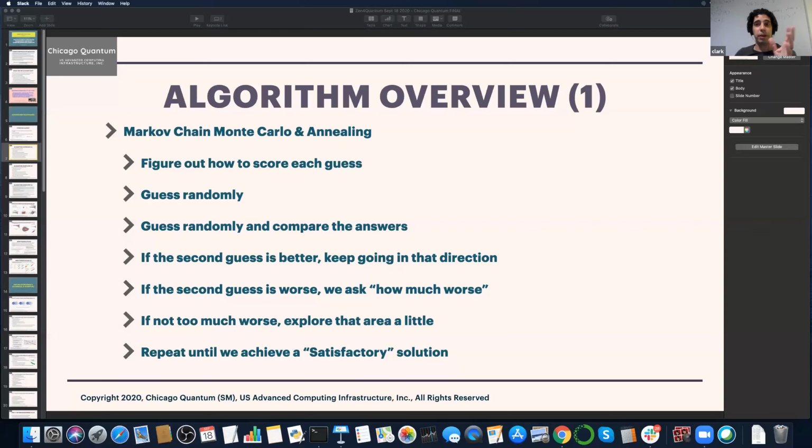We use all manner of these. The strict dart throwing, and also simulated annealing, and we also use quantum annealing. So Monte Carlo shows up a lot.